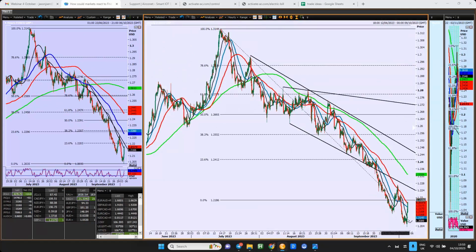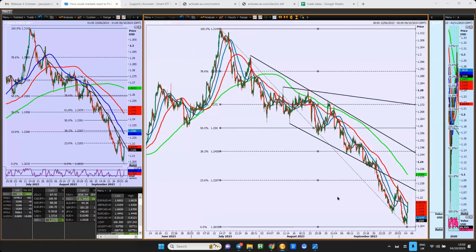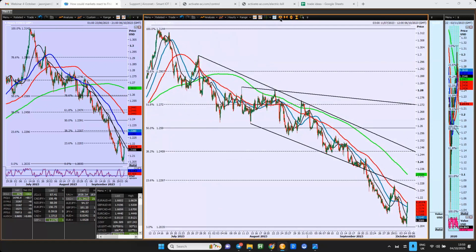I always litter my charts with Fibonacci levels. For some reason, they just seem to work. And when you get a Fibonacci level combined with a trend line or a moving average or previous price action or a candle formation or a pattern, then they're pretty powerful.